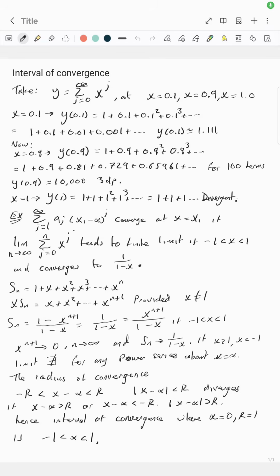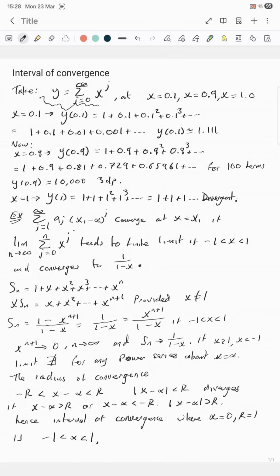This is our last mini lecture on power series solutions. This is the interval of convergence. Now we'll take y equals our sum from j equals 0 to infinity of x to the j at x equals 0.1, x equals 0.9, x equals 1.0, and so on.